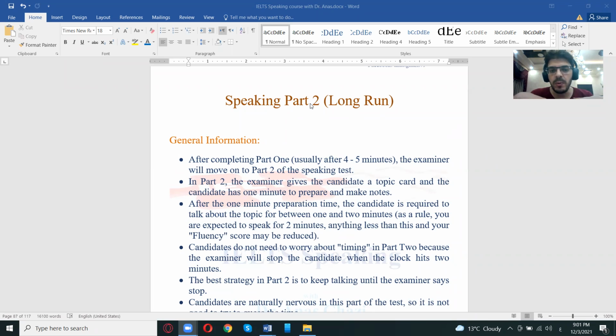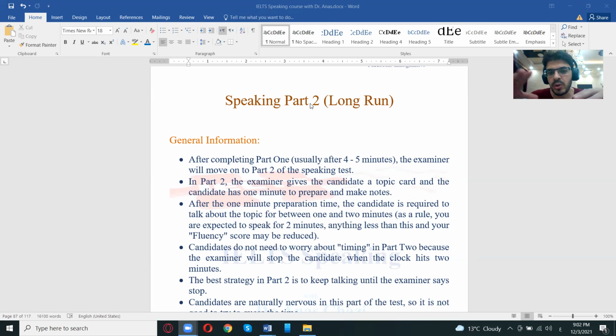As we know, the speaking test comprises three parts: part one, two, and three. In part one, you will be asked general questions, about 8 to 10 questions, about yourself and things you are familiar with, like whether you work or study, your hometown, your home, things you like to do, places you like to visit, and people you know. Part one takes about 4 to 5 minutes. Then the examiner moves to part two.